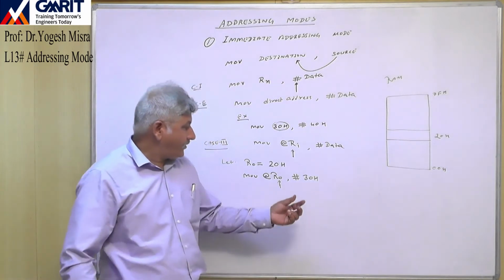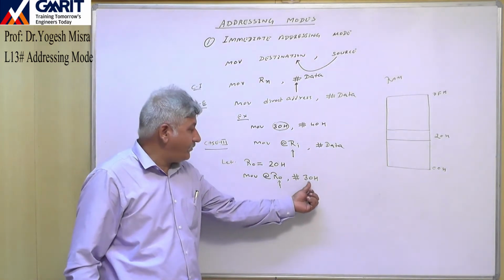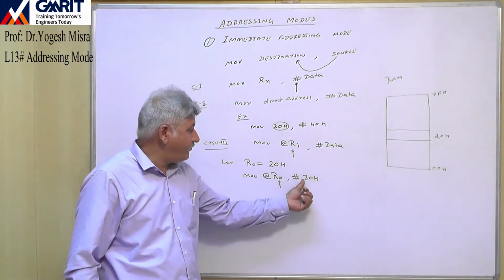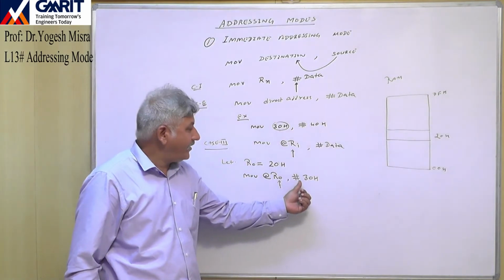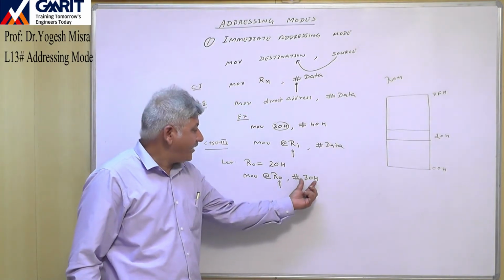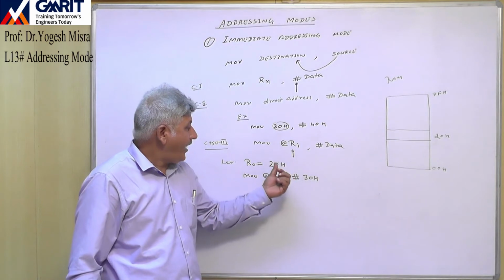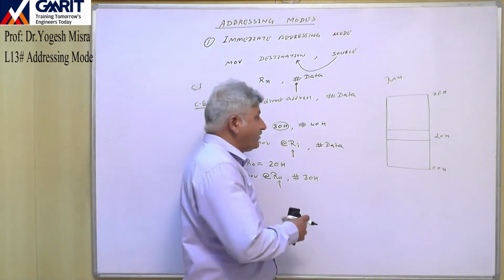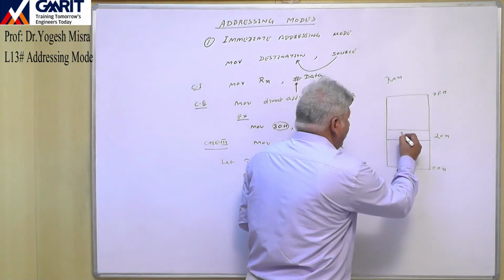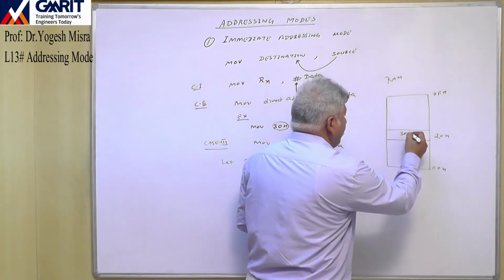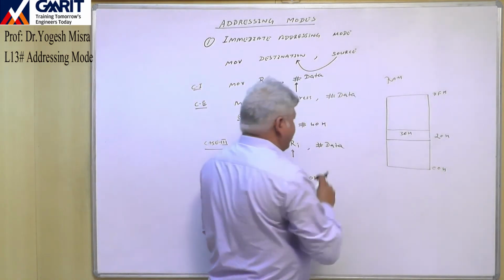So now this 30H value, see, before 30H we have just placed hash. This indicates this is the data now. This 30H will be moved at address 20H. So here we will find now 30H will be stored at this address.